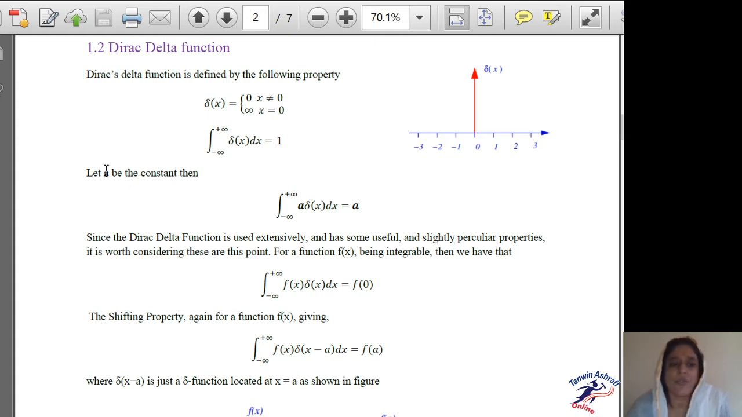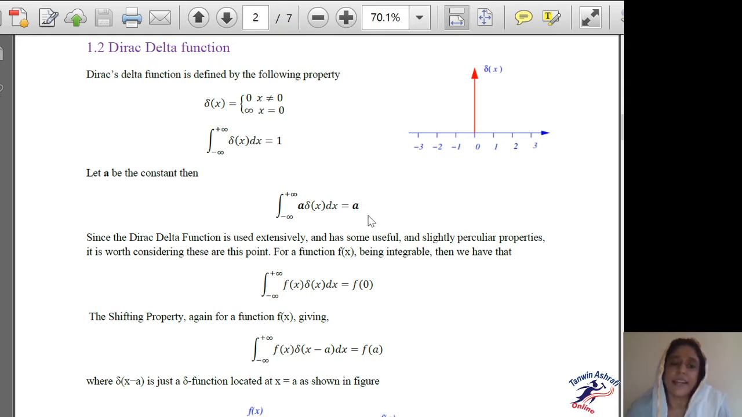Let's suppose we multiply the Dirac delta function with a constant a. That means the integral from minus infinity to plus infinity of a times the Dirac delta function dx is equal to a. That means at x equal to 0, the whole constant exists. Otherwise, the constant does not exist.